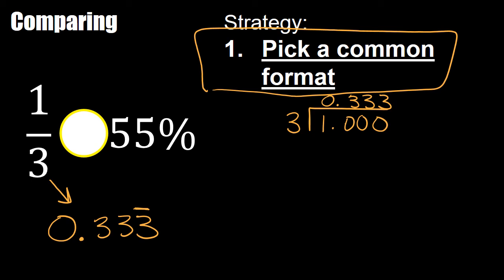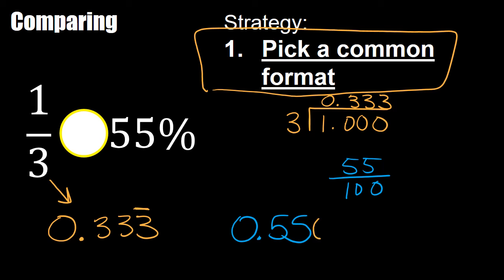And then 55% as a decimal. So for 55%, that's the same as 55 hundredths. So I'm going to write that as 0 and 55 hundredths. So what I can do is go ahead and add a 0 in the thousandths place since I'm comparing to the thousandths place.